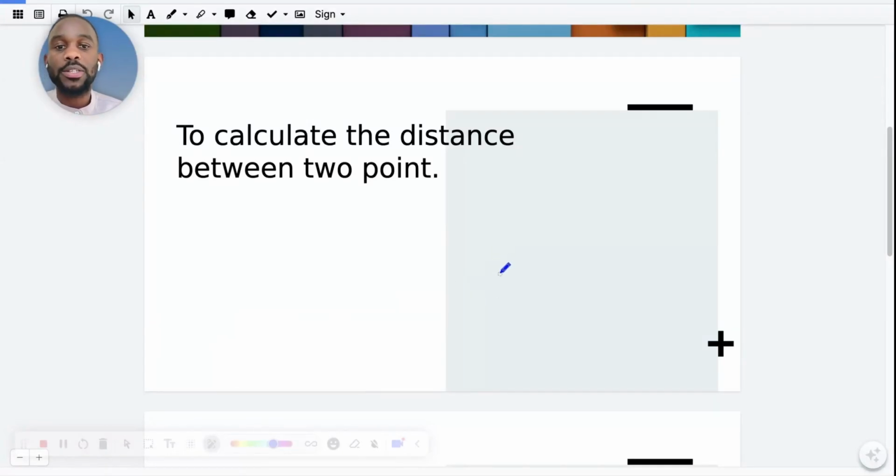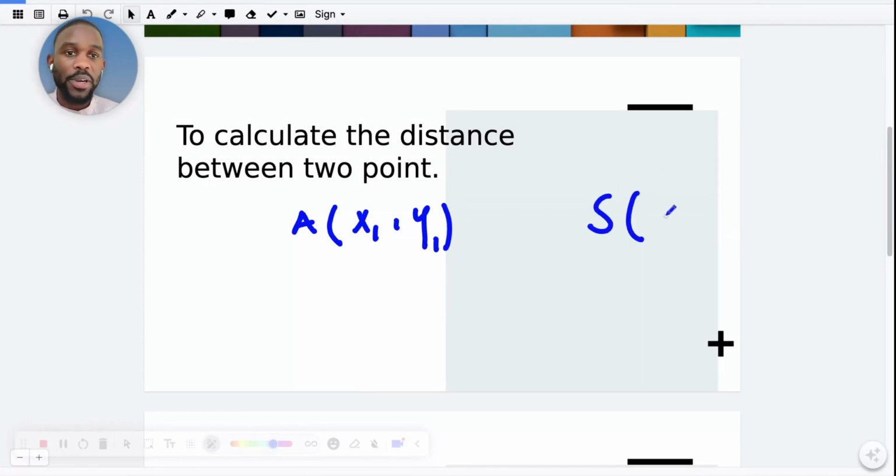We're going to be looking at two concepts. One, getting the distance between 2 points. Let's say you are on a coordinate axis and you have a point A with coordinates x1 and y1, and then there is another point S, maybe with coordinates x2, y2. And then they want you to get the distance between point A and S.